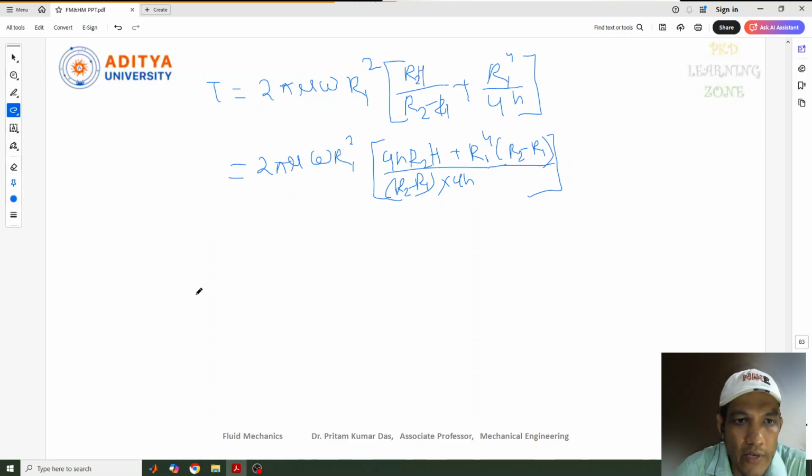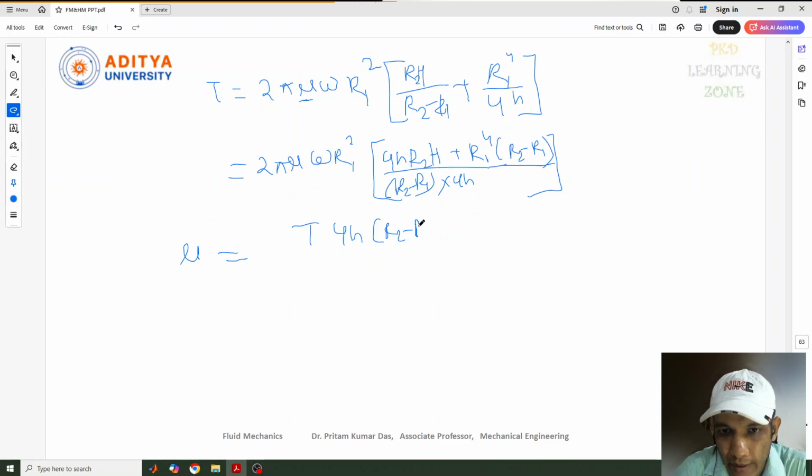Now what is our intention? We need to find the value of viscosity. As I told you, mu value we need to calculate. So I'll keep mu on one side, and take the remaining terms to the other side. That means T into 4H, R2 minus R1 bracket close.